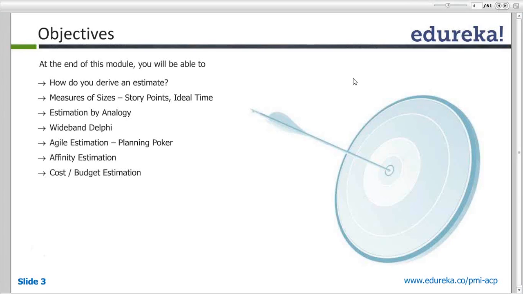So the agenda of today's class is that we will be learning about agile estimation. We will try to understand how agile estimation is different from the traditional estimation techniques.